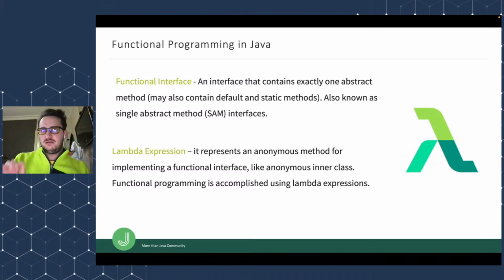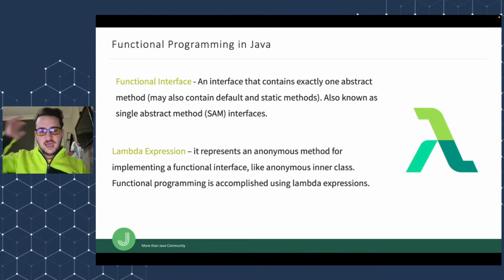That is very crucial for functional programming to be achieved. Otherwise, we would not be able to do so, and we'll see why. So any interface we have that only has one abstract method, we can call a functional interface, which is one of the pillars on which functional programming in Java is built.